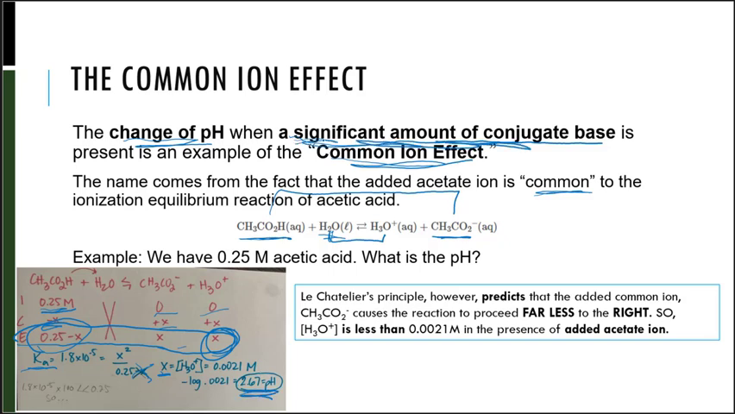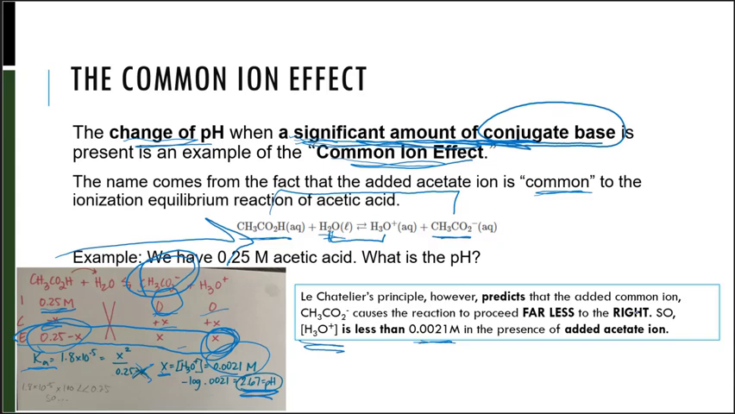But let's say now that we add a significant amount of the conjugate base, which would be the acetate ion. So I wouldn't be starting at 0. Le Chatelier's principle predicts that when we add that common ion, it causes the reaction to proceed far less to the right, because right now it is proceeding to the right. So our hydronium ion concentration would be less than what we got in the presence of the added acetate ion.